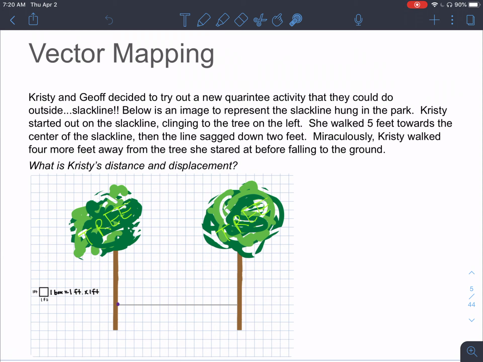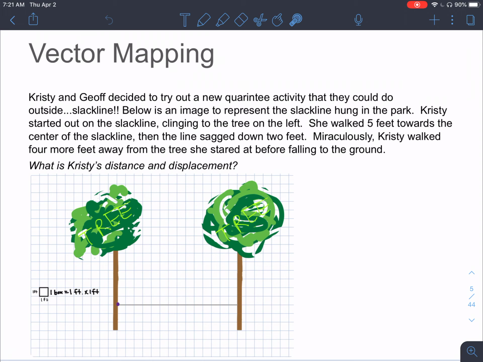Then the line sagged down 2 feet. Miraculously, Christy walked 4 more feet away from the tree she started at before falling to the ground. I want you guys to not only draw the vector map, but determine what Christy's distance and displacement is. The box scale is 1 foot.